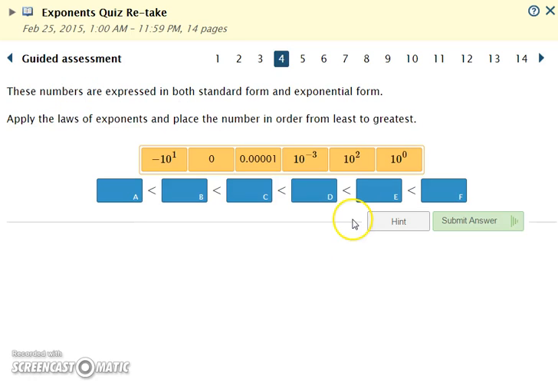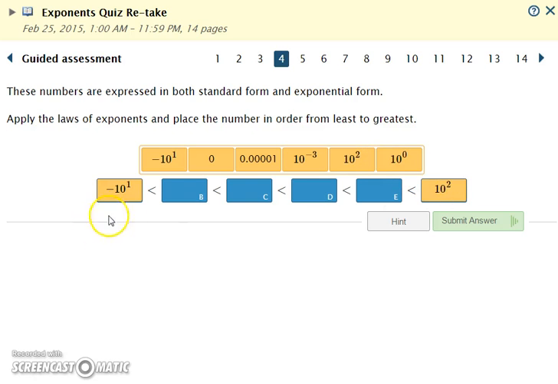This is probably the most difficult question on the test. I need to rank these from least to greatest. So to start with, I'm going to look for the smallest number here and put it over here. And let's see, this is a negative number, so a negative number is always less than 0, so I'm going to put that there. None of these other numbers are negative. This one is 10 to the second, that's 100, so that's going to be the biggest number.